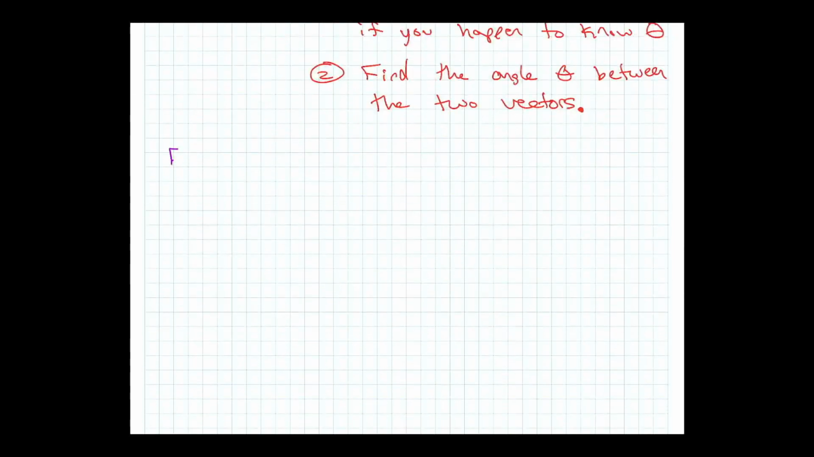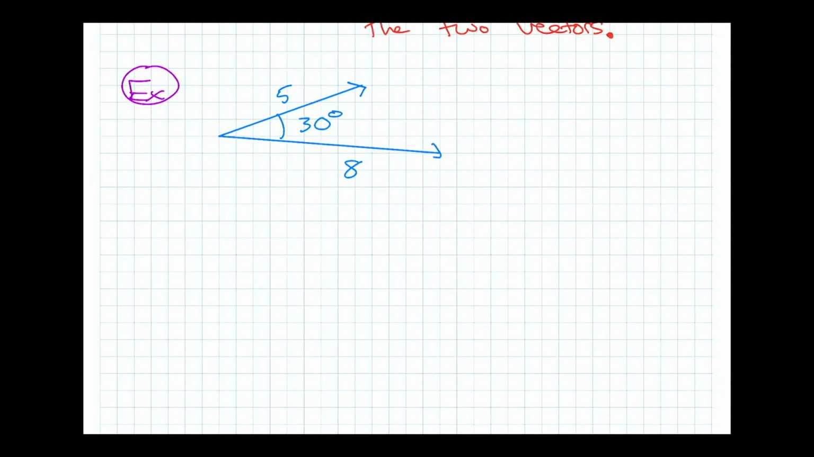So if I do an example here, if I draw a picture, here's a vector, and I tell you that its length is 5. And here's another vector, and let's say I tell you that vector's length is 8. And then let's say this angle happens to be 30 degrees. I can say, find the dot product of these two vectors, and I gave you enough information.